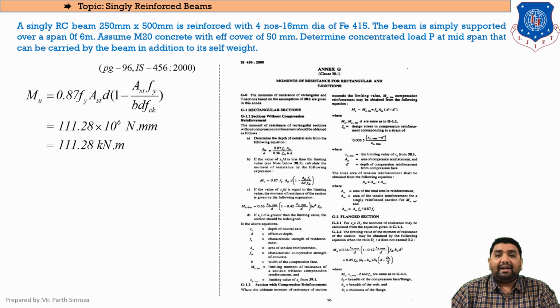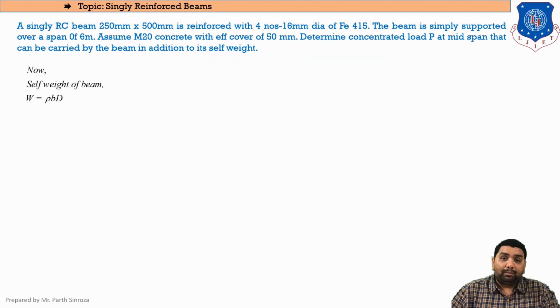But for that we will be finding the value of self weight, because it is stated that determine the concentrated load P at midspan, that is the center of the beam, that can be carried by the beam in addition to its self weight. So first thing will be to find the value of our self weight, and self weight can always be obtained from this equation, that is rho BD. Rho, that is density, B, that is width of section, and D will be overall depth of beam.